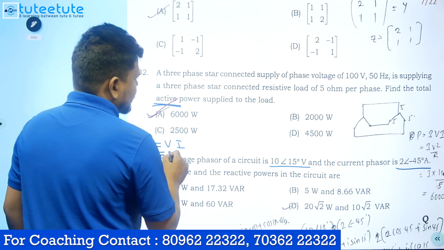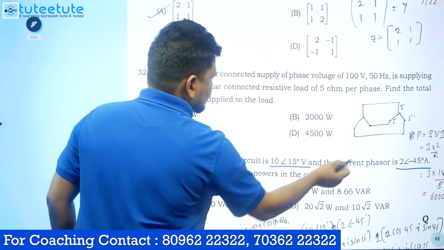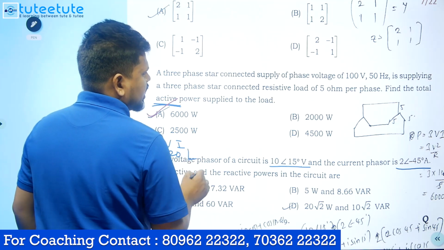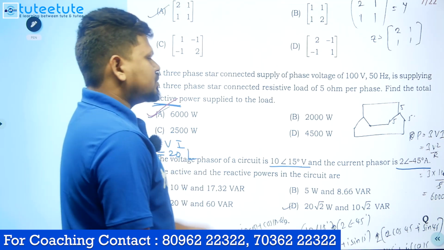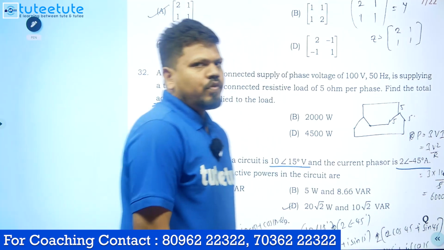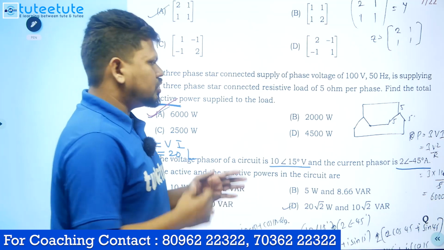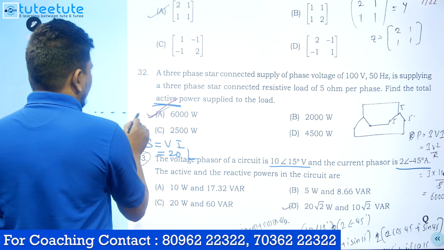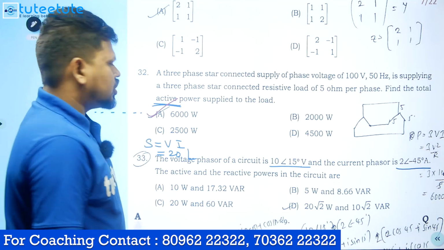V is nothing but 10, so 10 into 2 is nothing but 20, at an angle of... what is the angle difference between voltage and current? That will be 15 and 45, so minus 45. Some students will get a doubt, how is it? For that you need to follow like this, if you have a doubt.